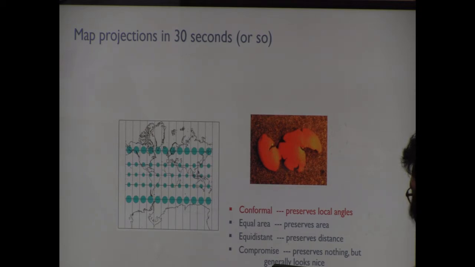And then you've got compromise projections, like a Robinson projection, and those are not equal area, they are not conformal, but they look kind of pretty. So, National Geographic maps, we'll just make that our last category.